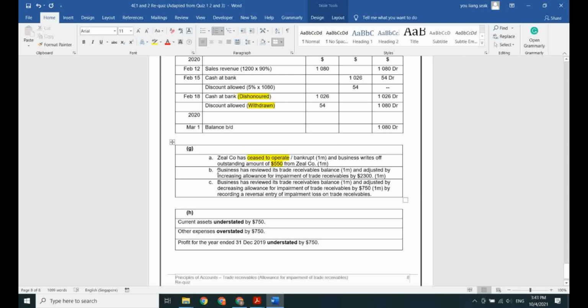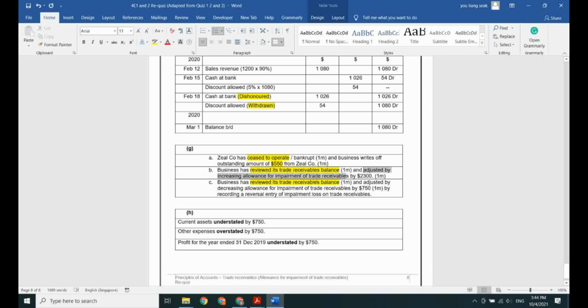So for part B and C, they are interpretations of a similar nature. This is where at the financial year end, the accountant will do a review of the trade receivables balance. In this case, I'm being a bit generous, offering 1 mark if you have written that the business has reviewed its trade receivables balance.